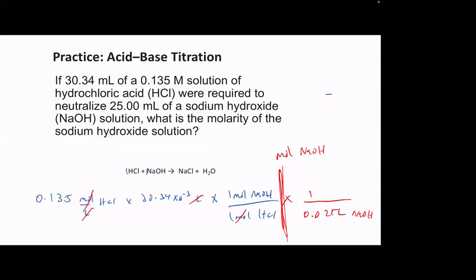Did you do it? Still doing it? I don't have the answer, so we need to get the answer. And if you figure it out, we used more volume, which means the concentration of the unknown should be higher than our titrant, right? It should be greater than 0.135. Did I do it yet? 0.135 times, you can just do 0.03034 divided by 0.025.